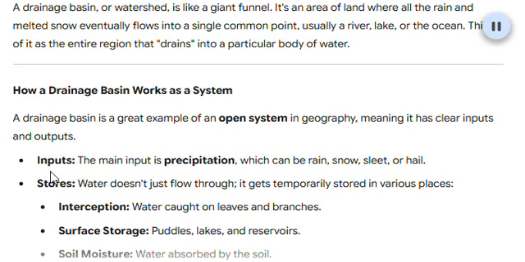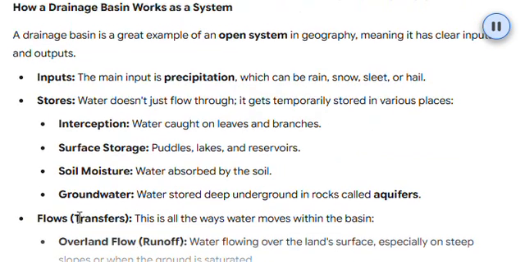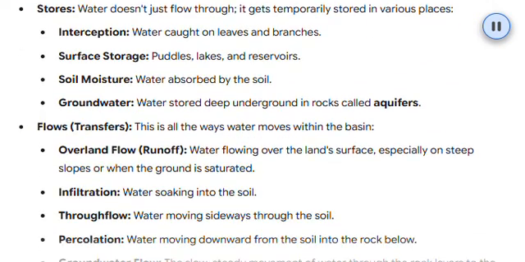Inputs. The main input is precipitation, which can be rain, snow, sleet, or hail. Stores. Water doesn't just flow through. It gets temporarily stored in various places. Interception. Water caught on leaves and branches. Surface storage. Puddles, lakes, and reservoirs. Soil moisture. Water absorbed by the soil. Groundwater. Water stored deep underground in rocks called aquifers.